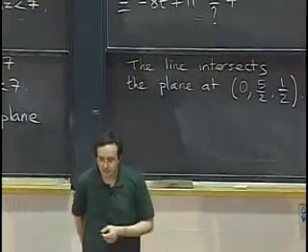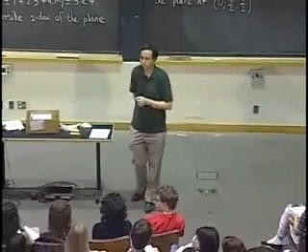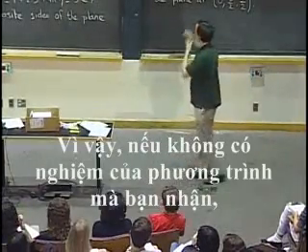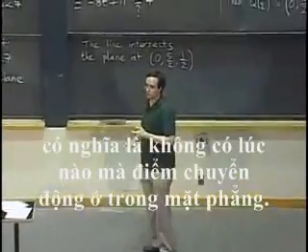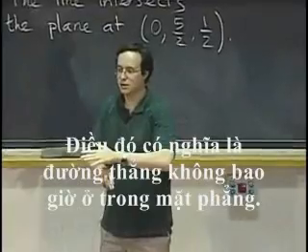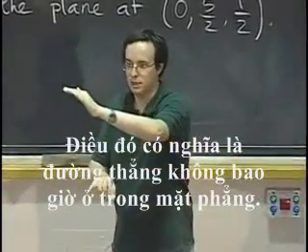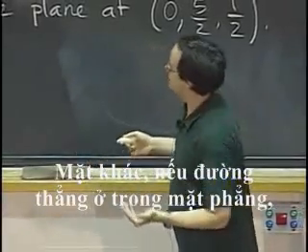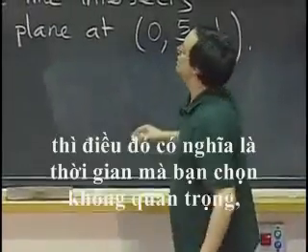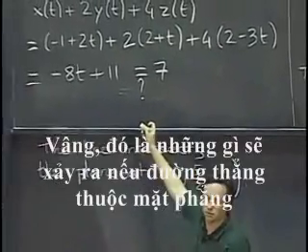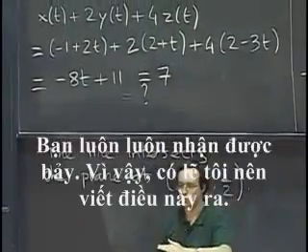Yes? So if there's no solution at all to the equation that you get, it means that at no time is the traveling point going to be on the plane. That means the line really does not hit the plane ever. So it has to be parallel outside of it. On the other hand, if the line is inside the plane, then that means that no matter what time you choose, you always get 7. Okay, that's what would happen if a line is in the plane, you would always get 7.